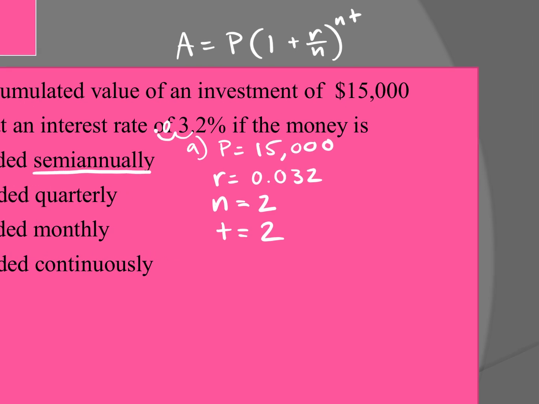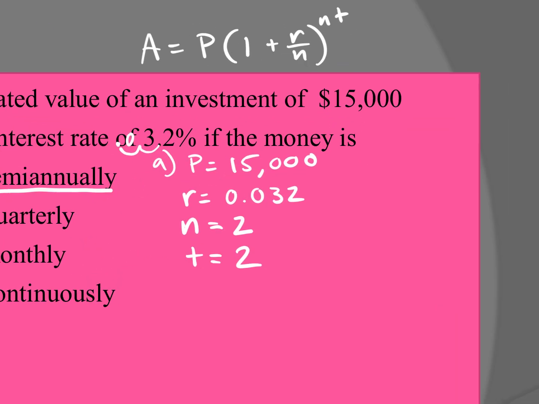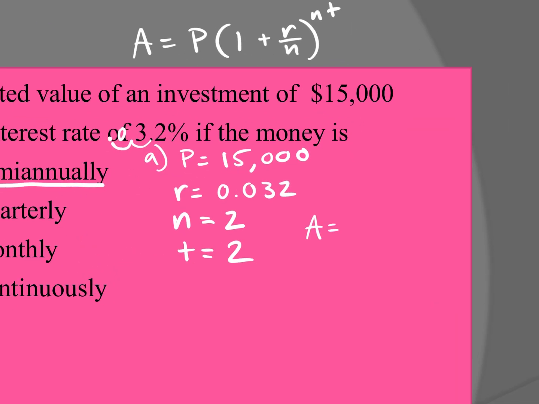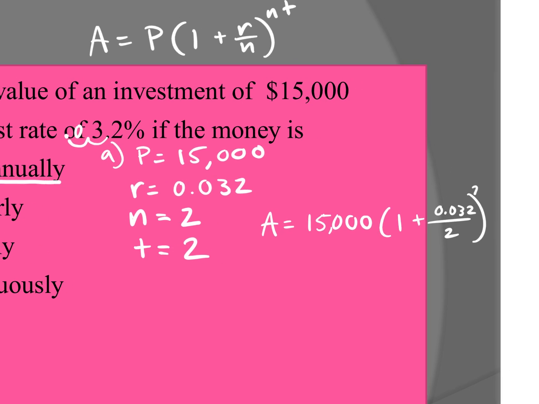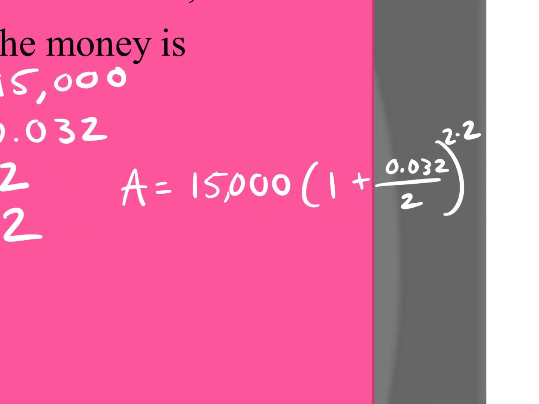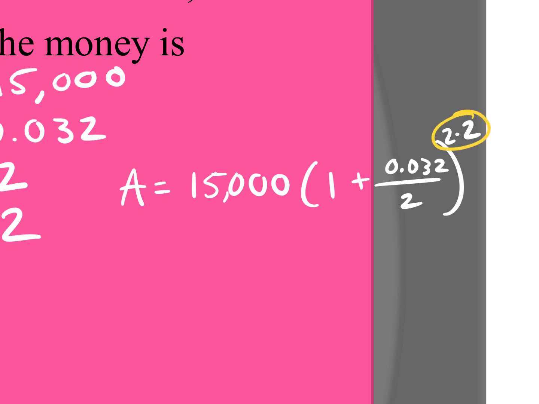So once we have everything, let's plug it into our formula. So A is equal to, P is 15,000 times 1 plus R is 0.032 over N, which is 2, to the power of N times T, so 2 times 2. Now just be careful when plugging this into the calculator. The order matters that you plug things in. I like to evaluate the exponent first. 2 times 2 would be 4. It's just going to save me a step when I do the parentheses next.